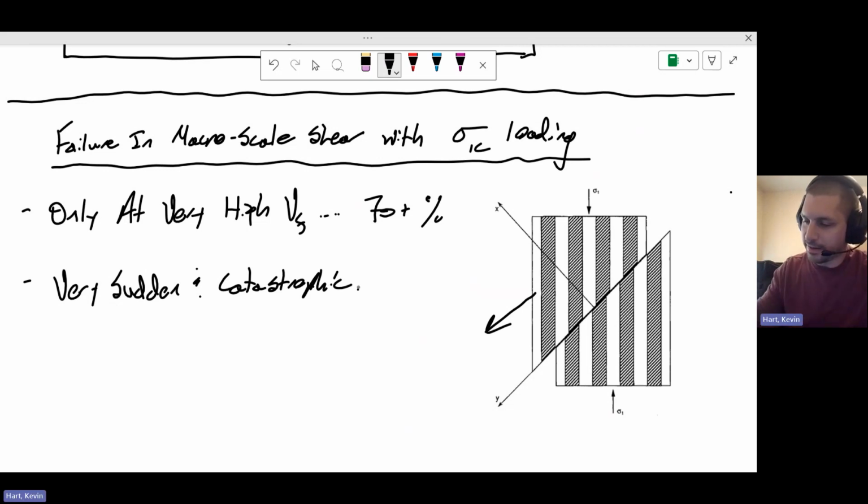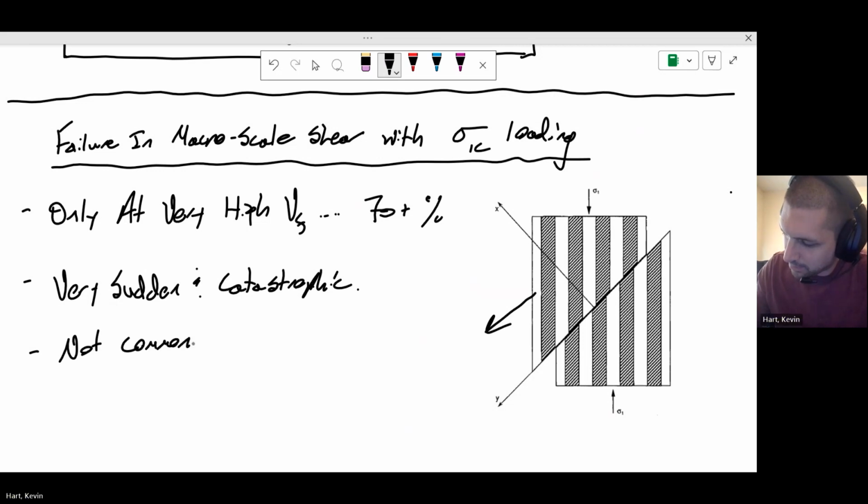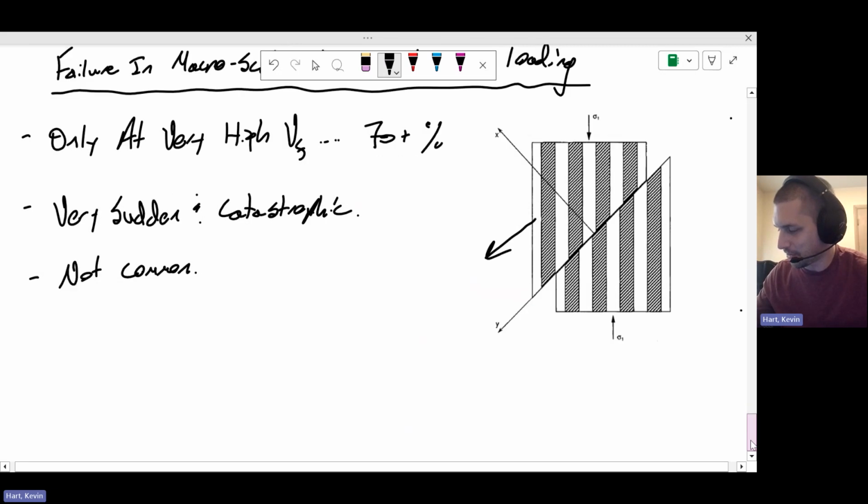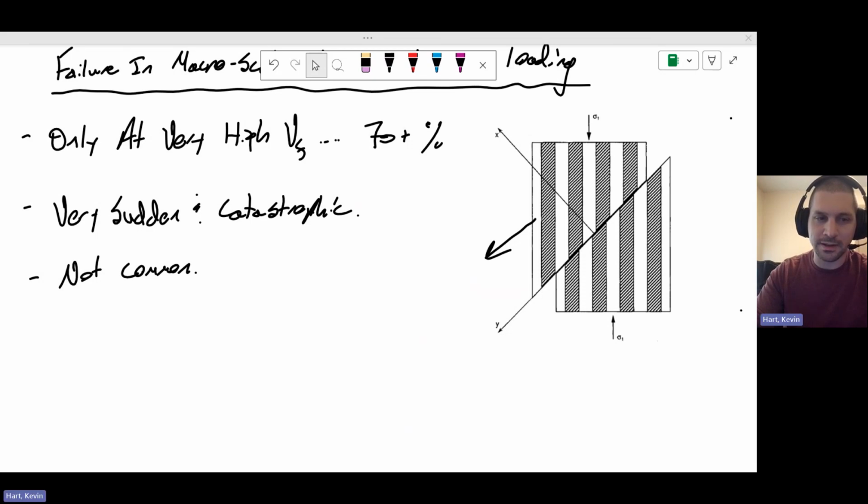All right. And I'll say this doesn't really happen very often. So, not common. And that's mostly because you need really high volume fractions to have this happen. And most composites these days, if you're made out of woven fabric or what say you, it's going to be volume fractions in the 50 to 60% range, not really 70+%. All right. So how does this happen?